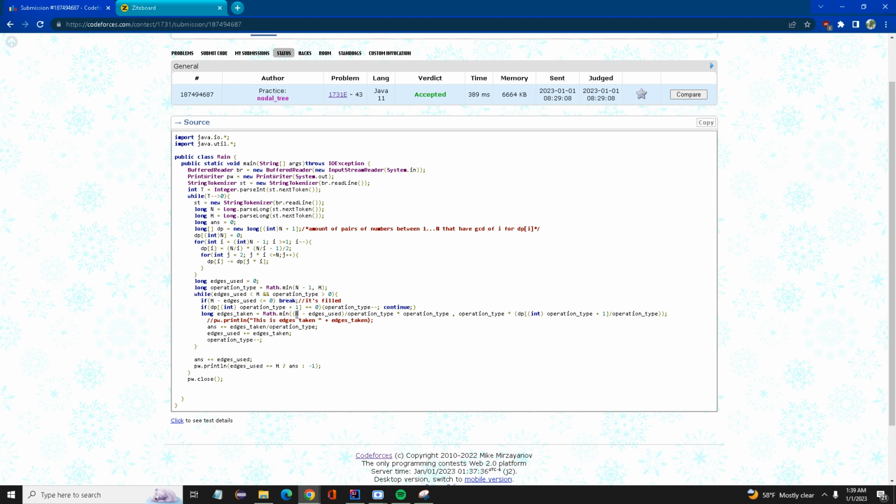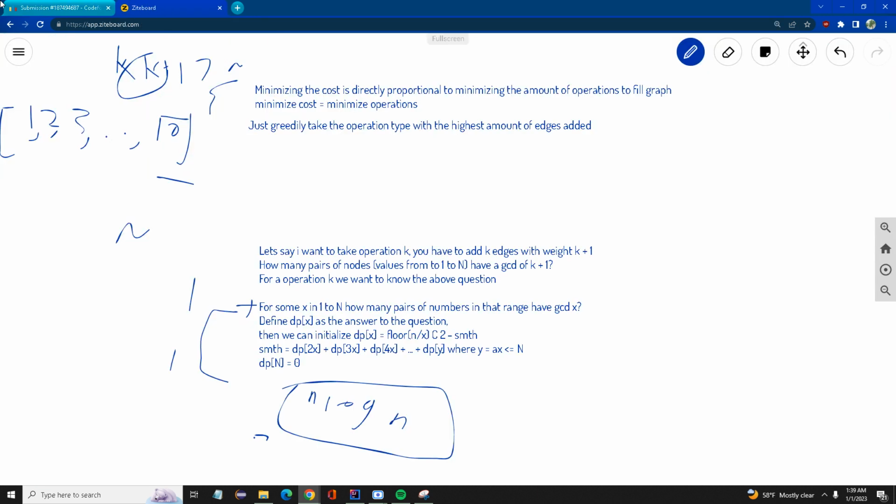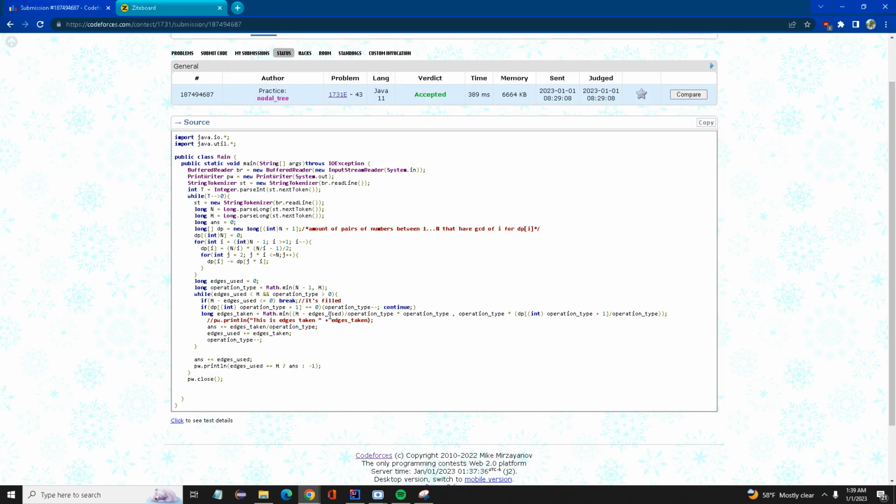And then the edges taken in an operation is the nuance you have to think of again. The edges left divided by the operation type, times the operation type. This is nuanced stuff. I don't really want to explain this because you could code this yourself if you understand the logic of the problem. But this is how you calculate the edges taken with this dynamic programming approach.